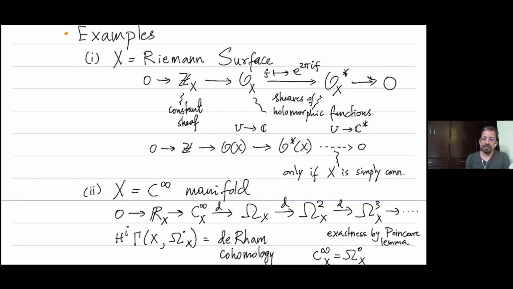And this you can do because over sufficiently small open sets, you can assume they are simply connected. And if they are simply connected, you can take a natural log of your function. So you can do that locally, but globally that may not be true. And so globally the exactness fails here unless X is simply connected, because you may have a function here which may not admit a natural log.